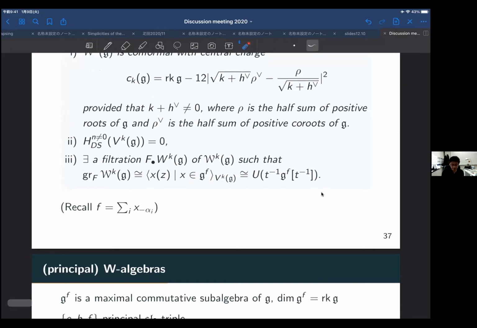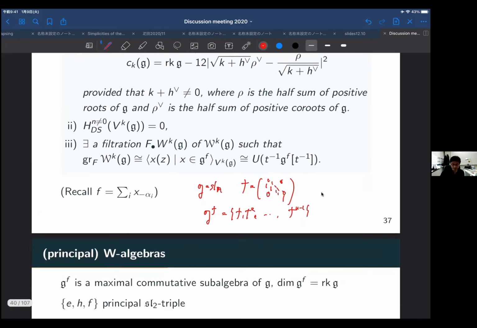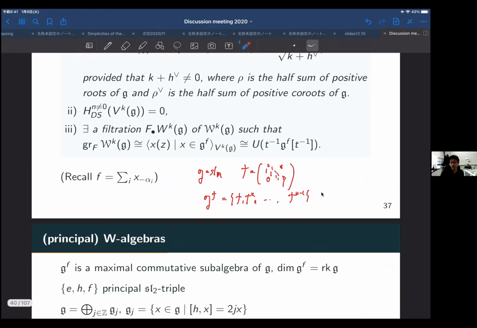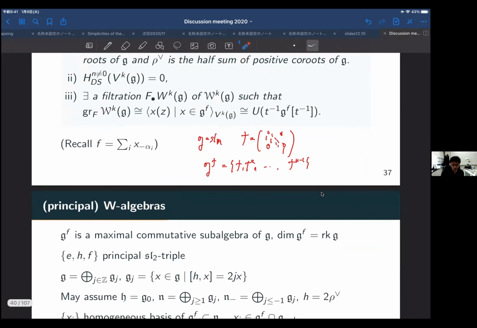It's known that for G equal to SL_N, F is something like this. And the centralizer of this element is spanned by F and F squared as a matrix, up to F^(N-1). So in general, this is a maximal commutative subalgebra of G, and the dimension is the same as the rank of G. And so we can take the SL2 triple associated with this nilpotent element F, and so we can consider the grading.